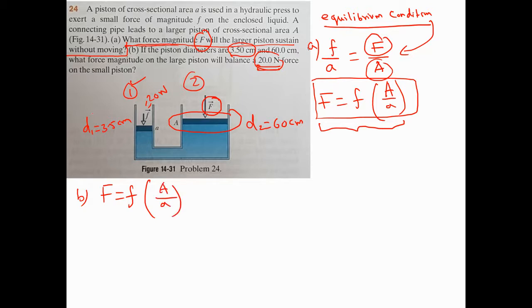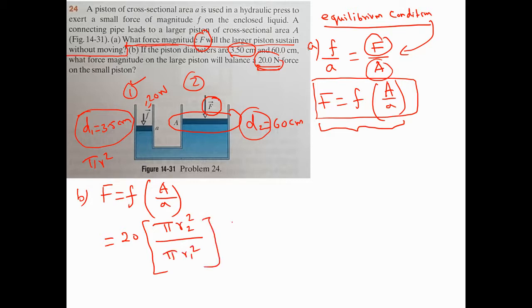They just give the information about the diameter, and the cross-section area is a circle, so again I have to use this formula. What is the value of small f? 20 Newton. My area is pi R2 square divided by pi R1 square. Now I'm going to substitute the values.